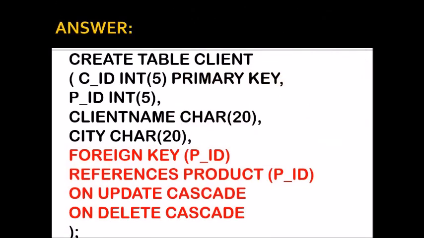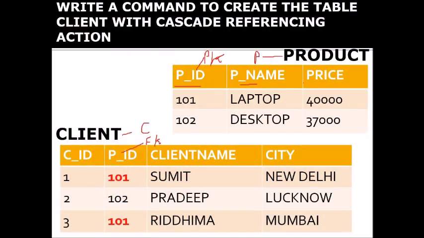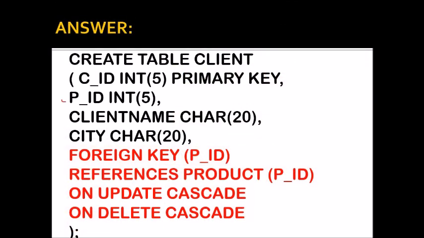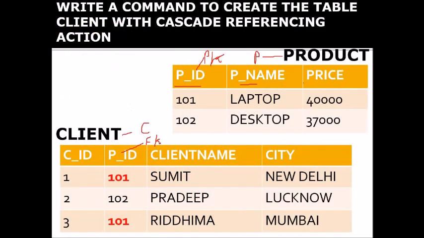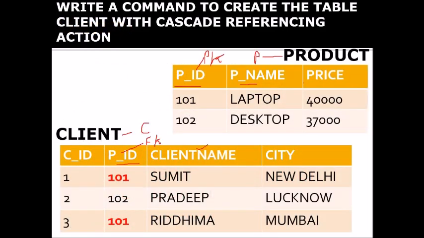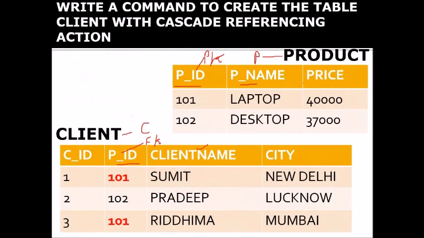So this is the answer. We'll write create table client CID int 5 primary key. So it is here, CID is the primary key. Next PID int 5. So it is for this column PID. Next client name char 20. It is the column definition of this client name. Next column is the city char 20. It is for this column city char 20.